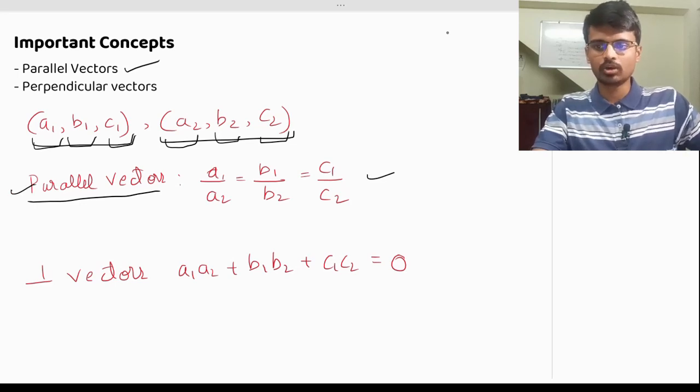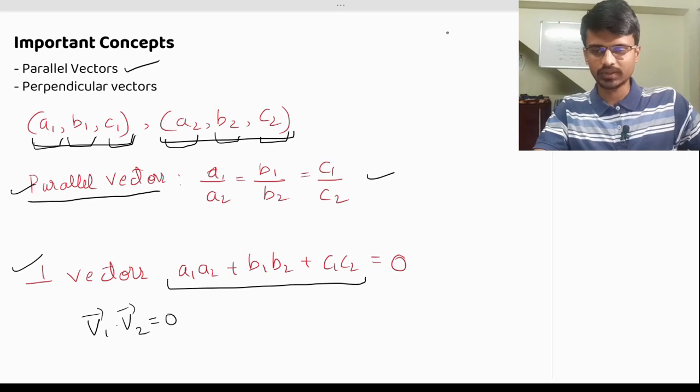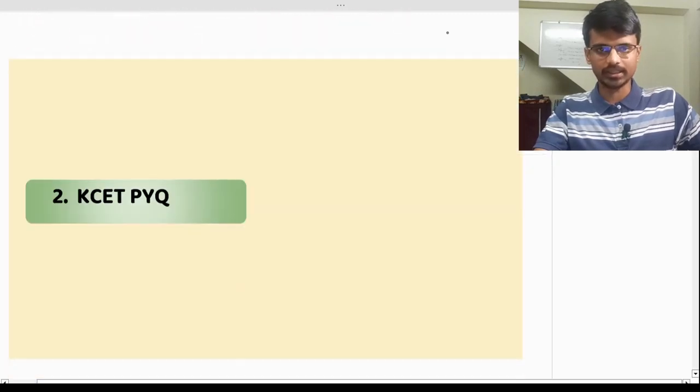How do I check whether they are perpendicular? For perpendicular, the condition is that the dot product should be equal to 0. Suppose the two vectors are v1 and v2, then their dot product will be 0. This is the dot product. Each of the components I have multiplied, and the sum should be 0. This is how we can check whether two vectors are parallel or perpendicular. Very important. Now we will go to the interesting part, the KCET PYQ questions.